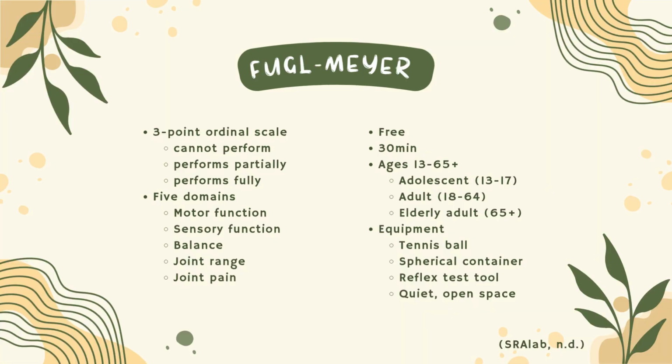It's based on a 3-point ordinal scale. You grade them on can't perform, performs partially, or performs fully. There are 5 different domains, so it measures motor function, sensory function, balance, joint range, and joint pain. It is a free assessment. It takes about 30 minutes, and they have different versions for ages, going from 13 all the way up to 65 and older.